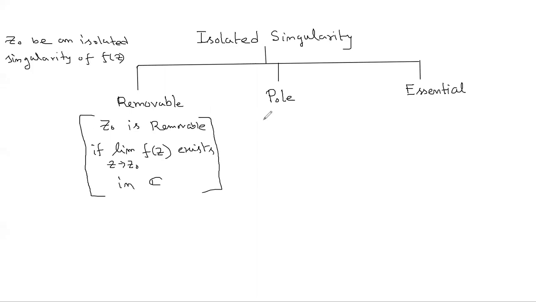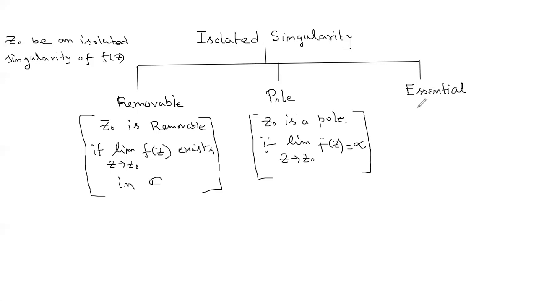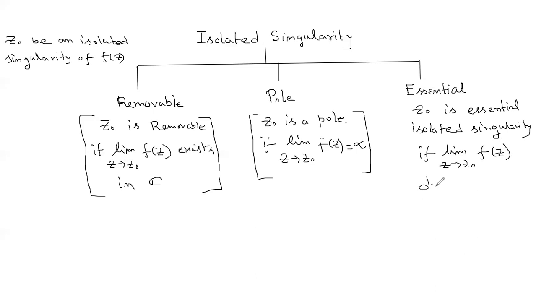Now z0 is called a pole if limit z tends to z0 of f(z) equals infinity, and z0 is an essential kind of isolated singularity if limit z tends to z0 of f(z) does not exist.